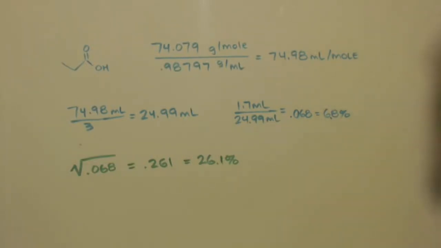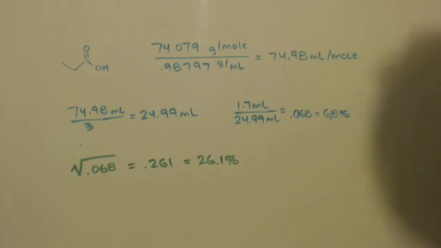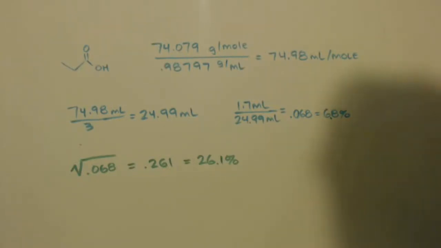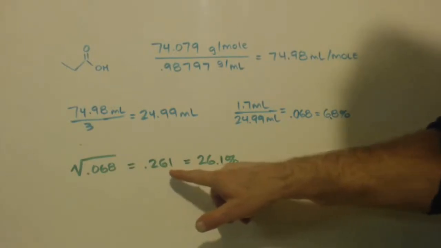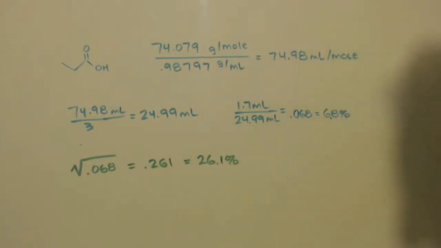Now that's an overall yield between 2 reactions, okay? So remember, the first reaction was making the Grignard reagent, which was the ethyl magnesium bromide. And then we did the Grignard reaction, reacting that Grignard reagent with carbon dioxide. So to get that, you would take the square root of this, right? And you'd get 0.261, which is 26.1%.